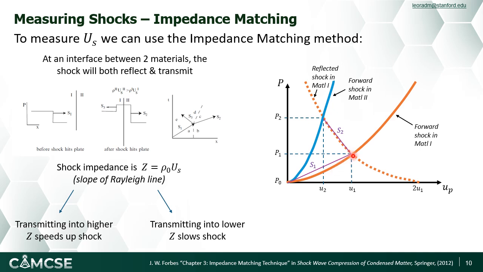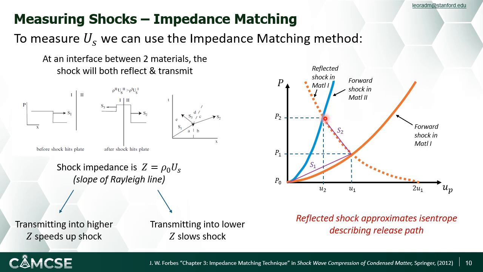So this now takes us in S2 from our initial S1 that reached the interface to now the S2 that connects to the new dot on the reflected shock Hugoniot that describes the P2 and U2 that are common across the interface between material 1 and 2. So this now gives us our second state to be able to understand how the pressure and particle velocity have changed from the reflection and transmission.